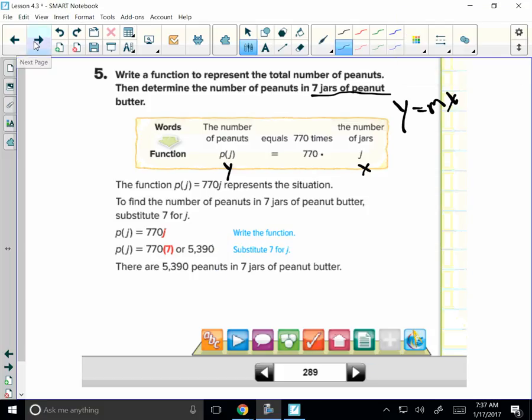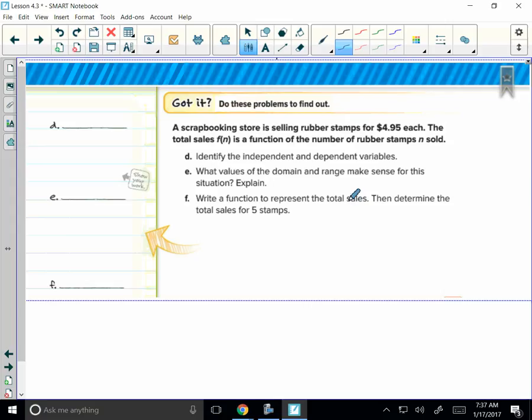And go ahead and flip the page to this last example we're going to do together. It says a scrapbooking store is selling rubber stamps. Let's make sure you guys are all on the right page. This is on page 290. So a scrapbooking store is selling rubber stamps for $4.95 each. The total sales, F of n, is a function of the number of rubber stamps n sold. Identify the independent and dependent variable.